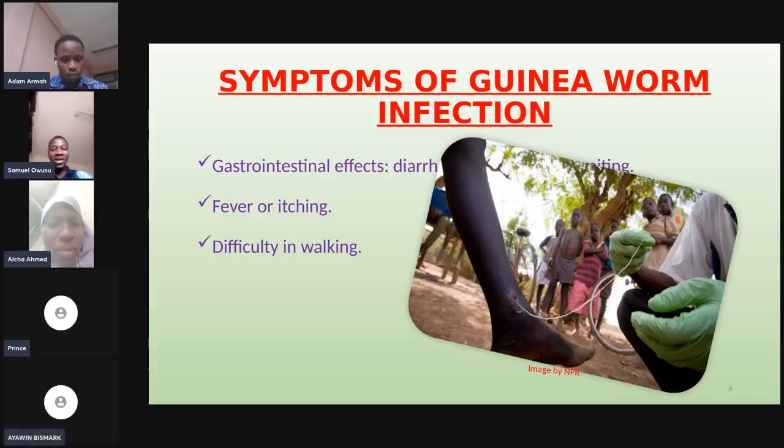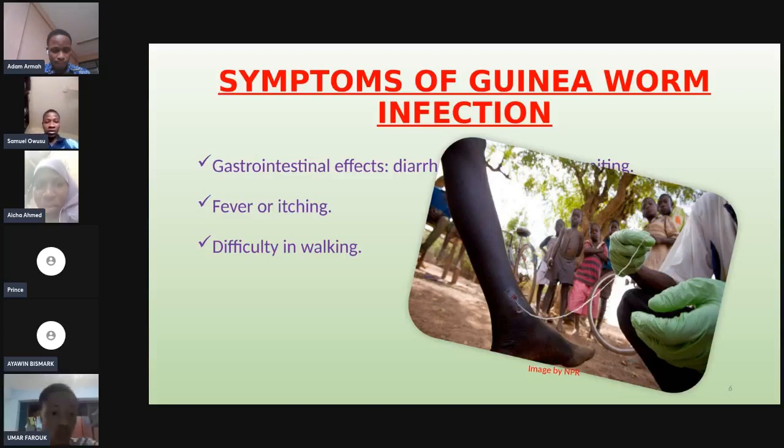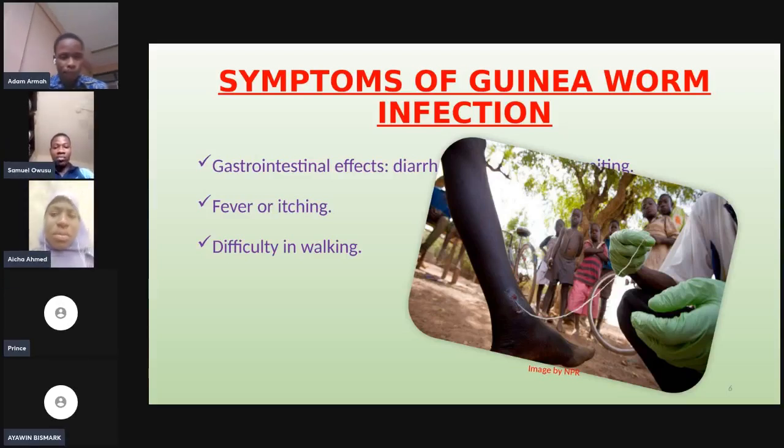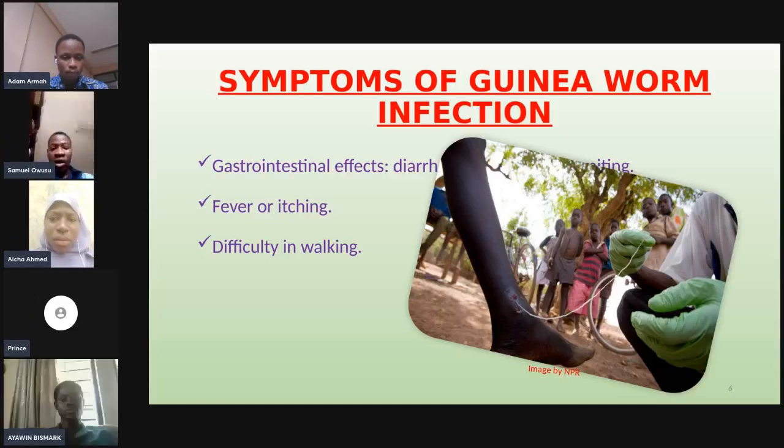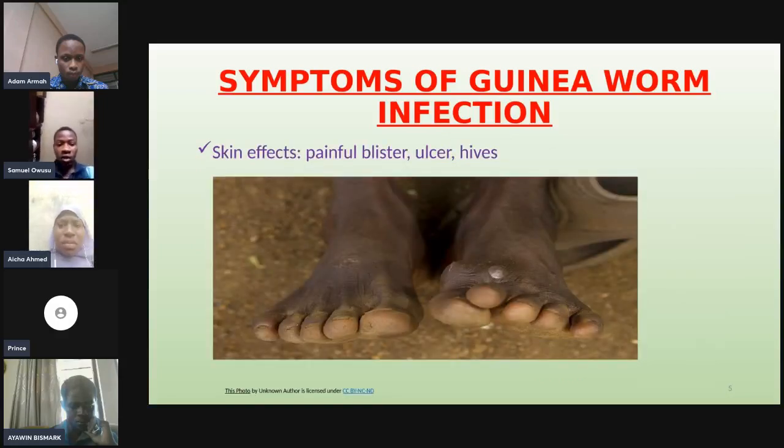Some people may encounter difficulties in walking, as the guinea worms often emerge from the lower limbs, particularly at the feet and the legs. The pain and inflammation make it difficult to walk. Secondary bacterial infections at the worm's exit site can worsen the mobility issues. And if multiple worms emerge simultaneously, the pain and swelling can be debilitating, leaving the person temporarily disabled. That's for the difficulties in walking.